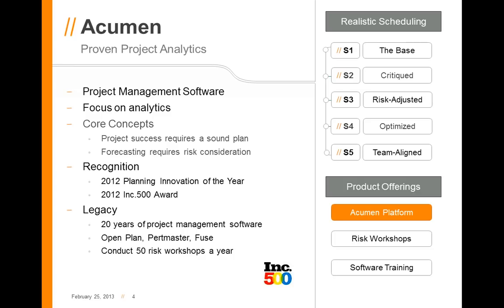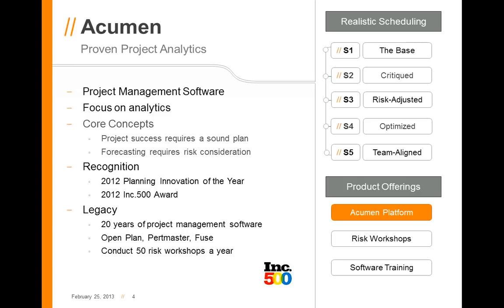S1, we have the baseline. That's normally what you would do within your scheduling tool. Number two, critiqued, quality. Does this schedule pass some basic checks, and do we feel it's a plan that's going to get us to the finish line? S3, which is where we'll be talking today, is creating the risk-adjusted schedule and going through a structured methodology of building risk into our schedule.